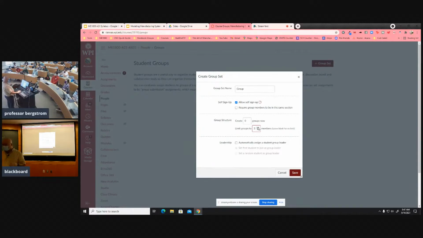Let's see. So limit groups of 3. How many times does 3 go into 72? 75. How many times does 3 go into 75? What's that? 25? Yeah. I'm going to create 25 groups. That way there's more groups. There's definitely more groups than there is possibility of students in the class in groups of 3.